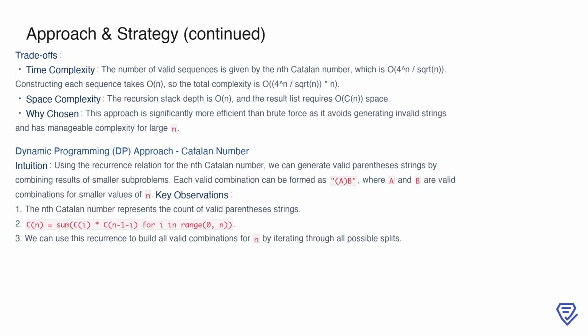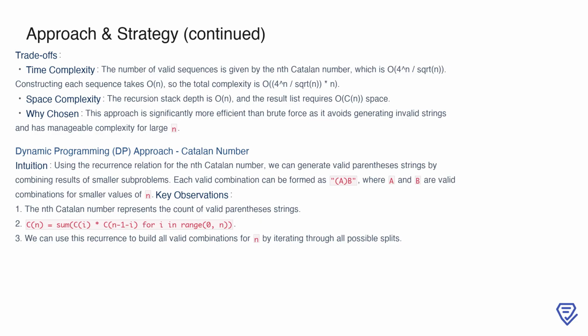The backtracking approach has several notable trade-offs. In terms of time complexity, the number of valid sequences corresponds to the nth Catalan number, which grows as O(4^n / sqrt(n)). Since constructing each sequence requires O(n) operations, the total complexity becomes O(4^n / sqrt(n) * n). On the space side, the recursion stack depth is O(n), and the result list requires space proportional to the number of valid sequences, or O(C_n). Despite these complexities, backtracking is still the preferred approach because it avoids the inefficiency of generating invalid strings.